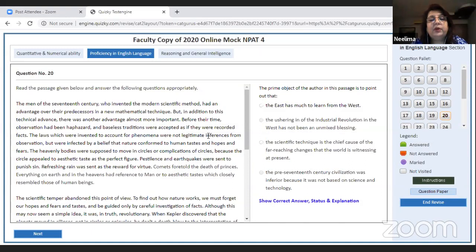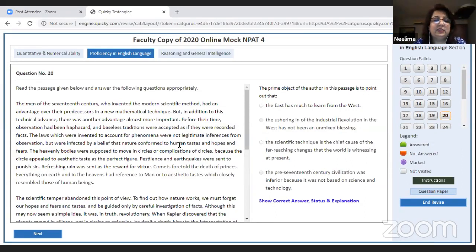Your word speed right now, I'm sure you should be able to read 100 to 120 words per minute. But that's not enough for exams like NPAT. You need to build up more on your speed. So if you manage somehow in the next 20-25 days a reading speed of 250 to 300 words per minute, then it will be very easy for you and the time management will not be a hassle.